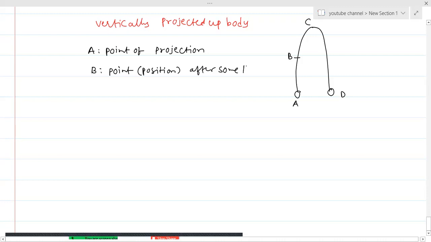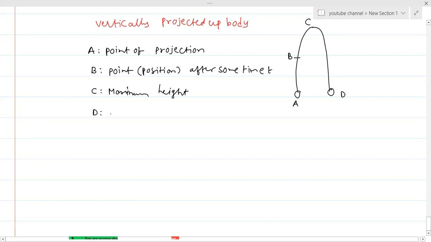Whenever it is mentioned as after some time t, we will choose B. In discussions, after some time means B, we will imagine. And C is nothing but the maximum height. And D will be the point of striking.